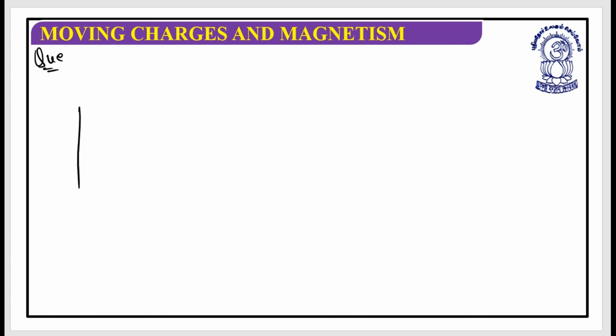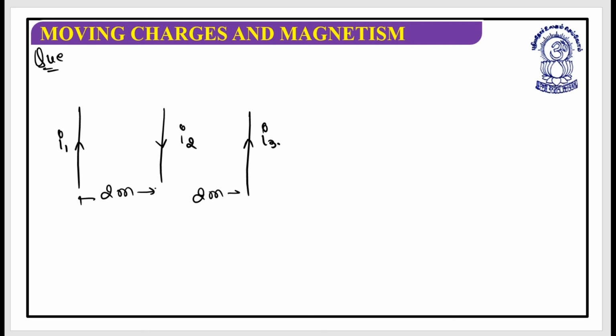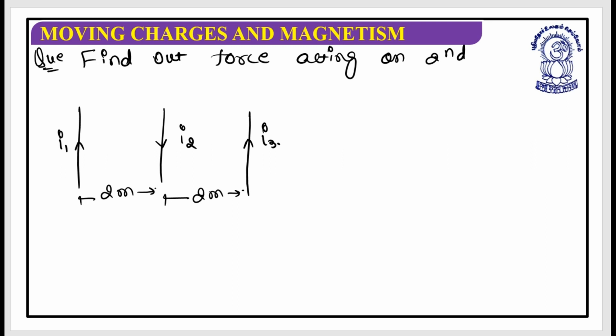It is something like this. Let's suppose this is I1, this is I2, this is I3, this is 2 meter, and this is also 2 meter. Yes, these two are the 2 meters. So this says find out the force acting on the second wire. This is the requirement. This is the first wire, this is the second, this is the third.